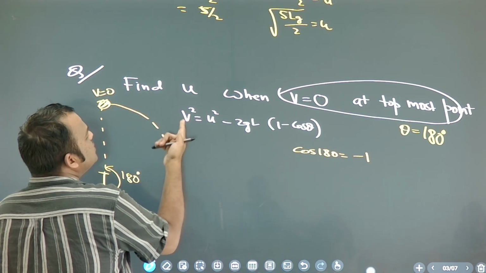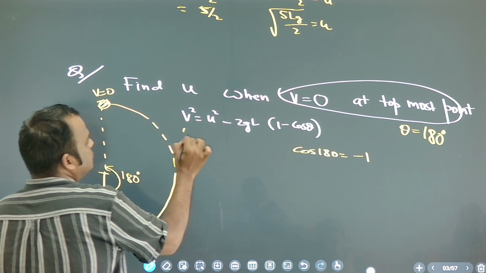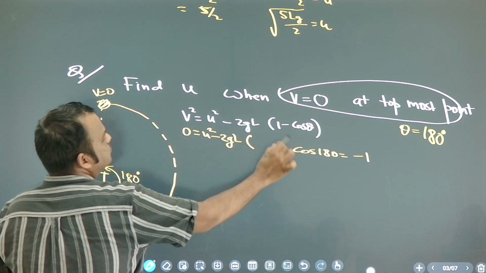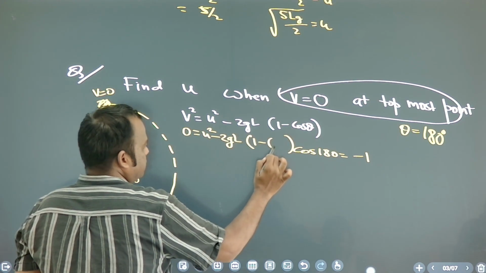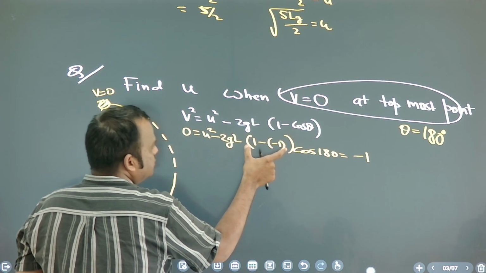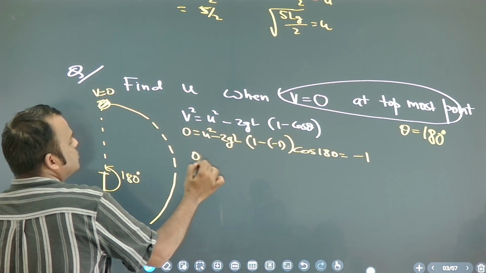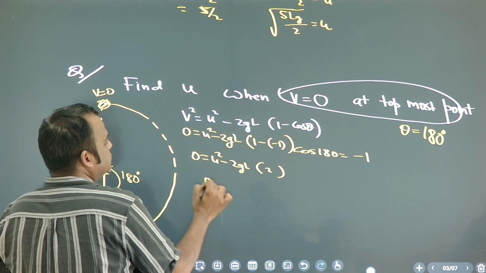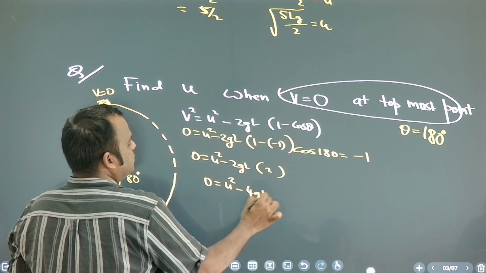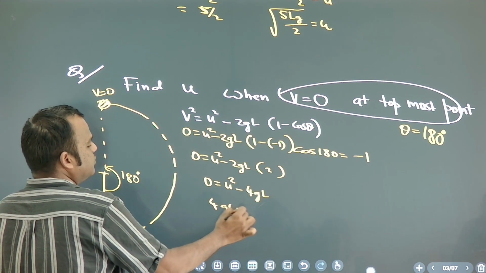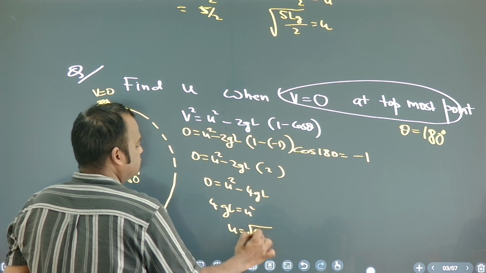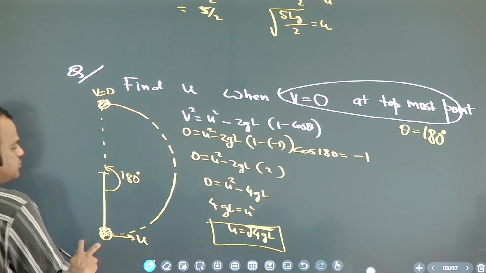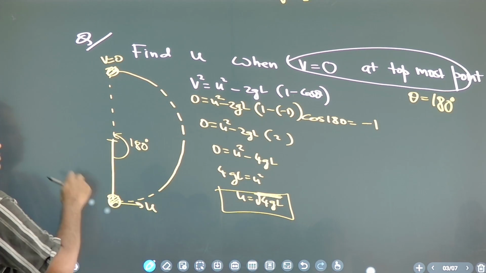So calculate. v is 0, so 0 is equal to u square minus 2gl into 1 minus minus 1. How much is this? 2. So 0 is equal to u square minus 2gl into 2, so 0 is equal to u square minus 4gl. So 4gl is equal to u square. So what is u? Root 4gl. Okay, understood? Note it down. Memorize it.